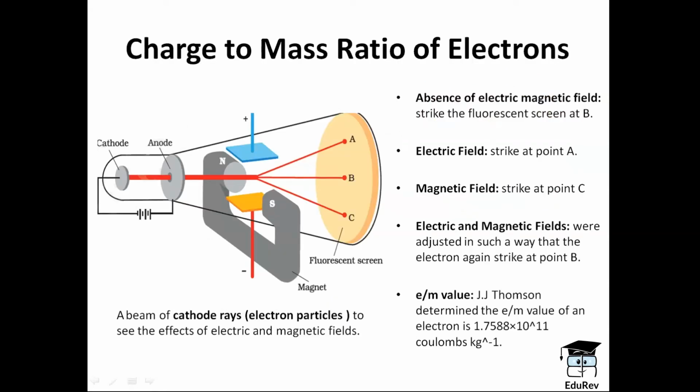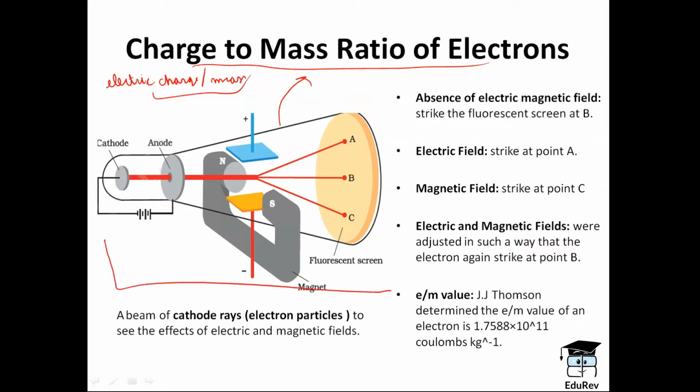After discovering electrons, J.J. Thomson was able to measure the ratio of electric charge to mass of electrons. So this charge to mass ratio of electrons was later calculated by J.J. Thomson. So this was the setup of the experiment which led to the charge to mass ratio of electrons. You can see the setup here. Now I will tell you in detail how this worked and how the charge to mass ratio of electrons was discovered.